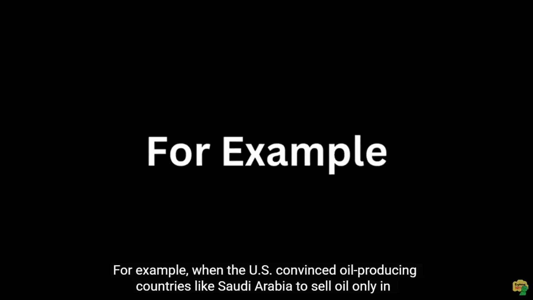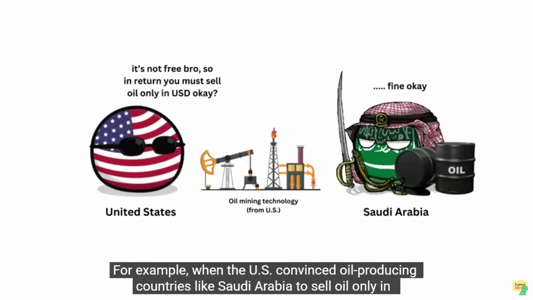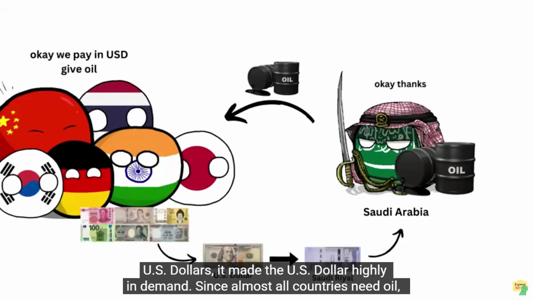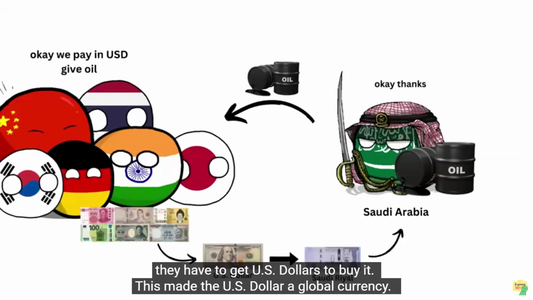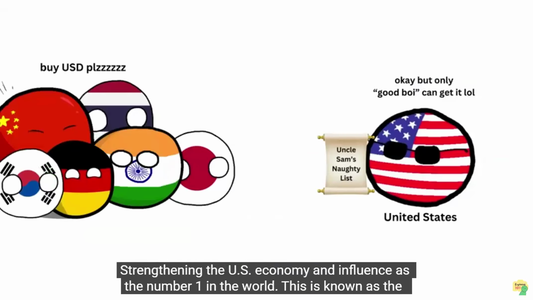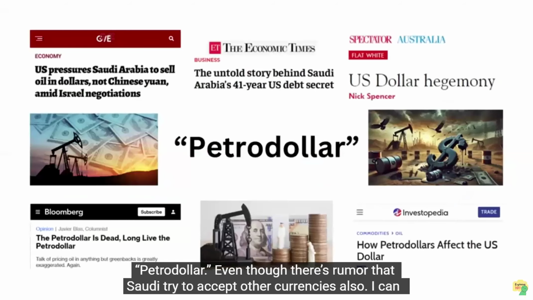For example, when the U.S. convinced oil-producing countries like Saudi Arabia to sell oil only in U.S. dollars, it made the U.S. dollar highly in demand. Since almost all countries need oil, they have to get U.S. dollars to buy it. This made the U.S. dollar a global currency, strengthening the U.S. economy and influence as the number one in the world. This is known as the petrodollar.